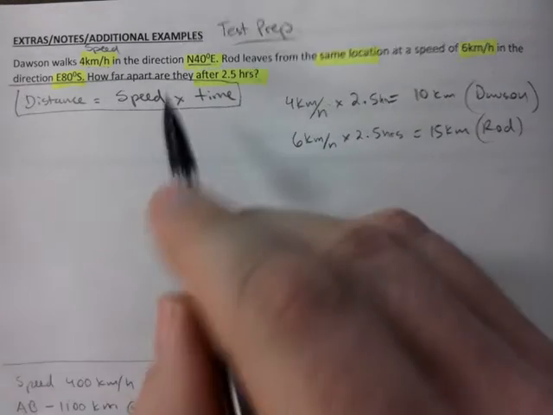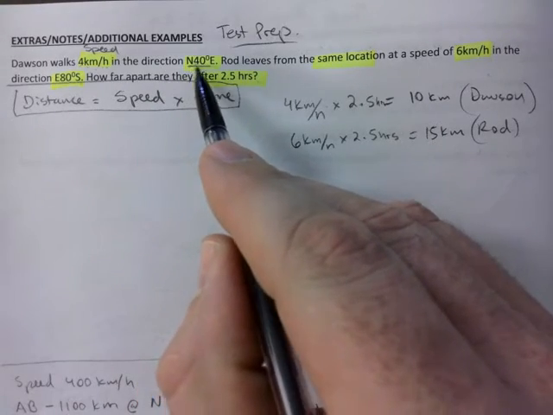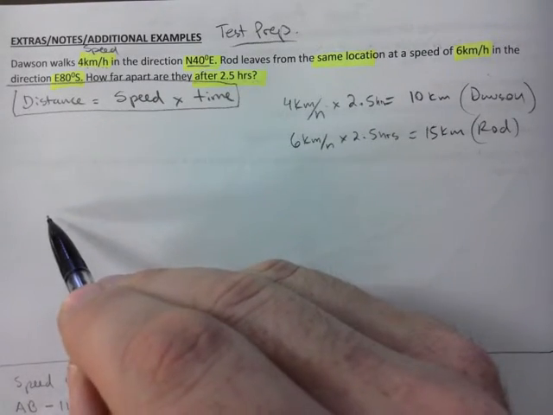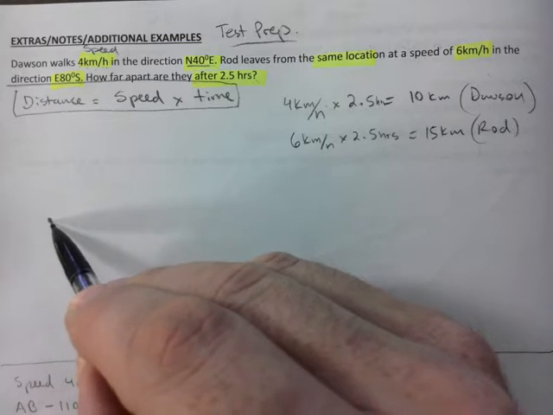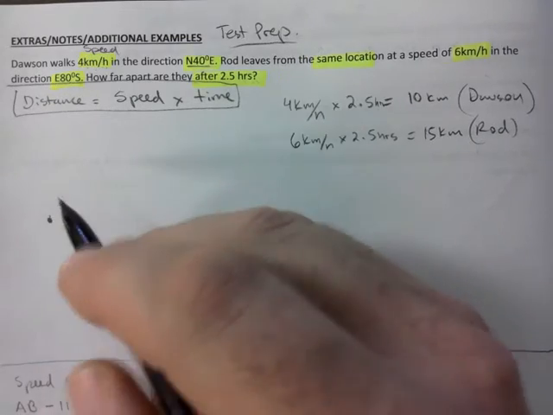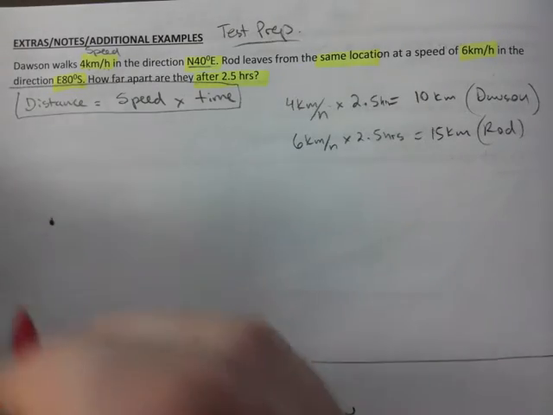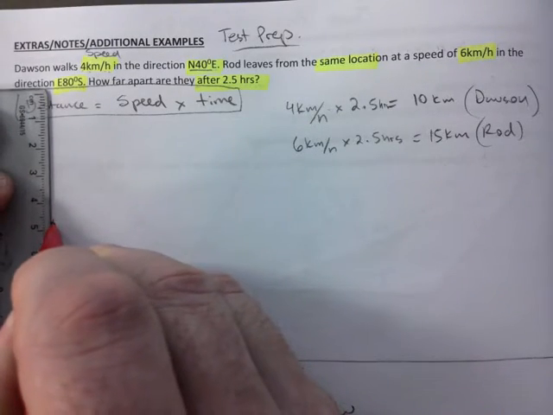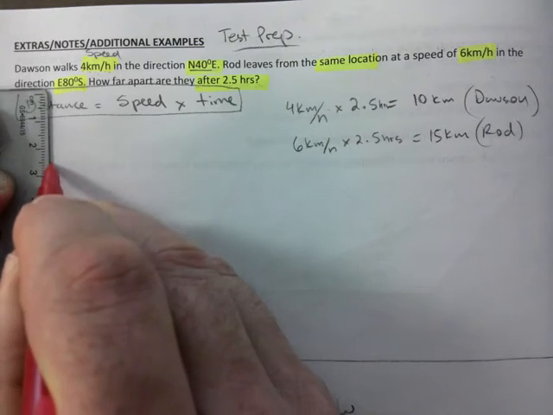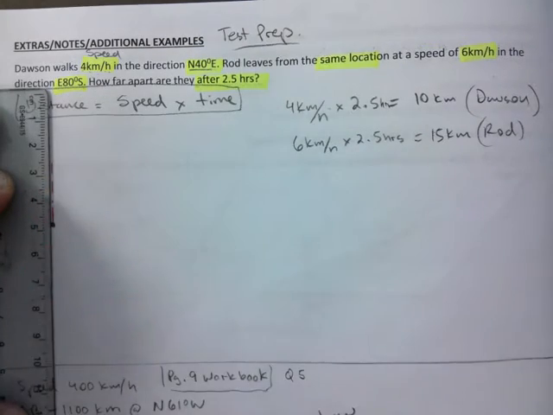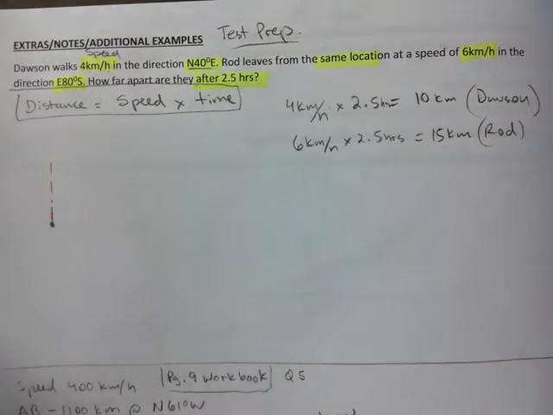Dawson walks in a direction north 40 east. So I'm going to go right about here. North. Remember I told you if you can have a ruler. I'm going to start doing this. North. Okay. Make it very clear that's my north line.